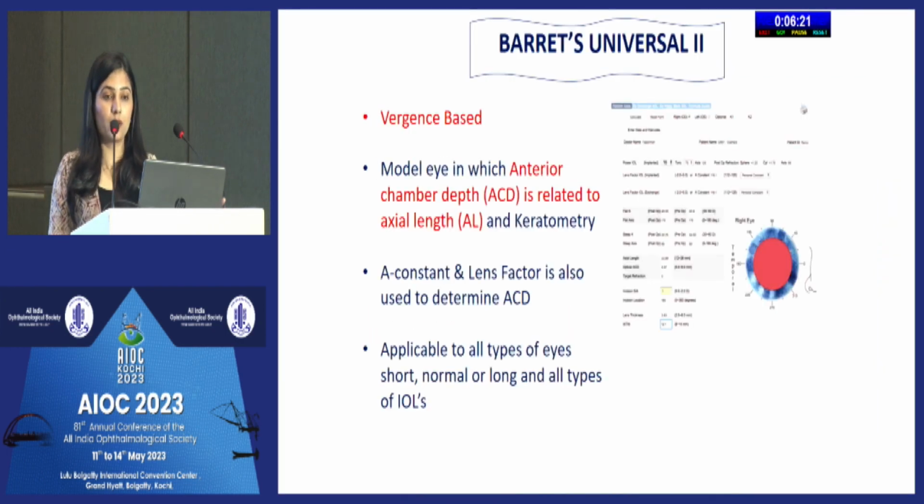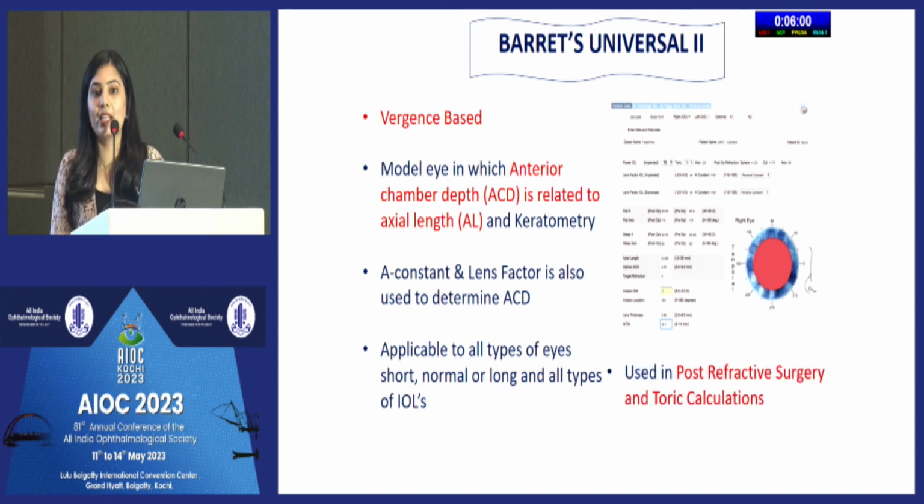The most popular formula is Barrett's Universal 2, which is Vergence based. The model of the eye is one in which the anterior chamber depth is related to the axial length and keratometry. The A constant and lens factor are also used to determine the anterior chamber depth. It is applicable for all types of eyes, short, normal, and long, and for all types of IOL. It is also available online, so it is easily accessible for most surgeons on the APACRS and ASCRS websites. It can also be used for post-refractive surgery and toric calculation.